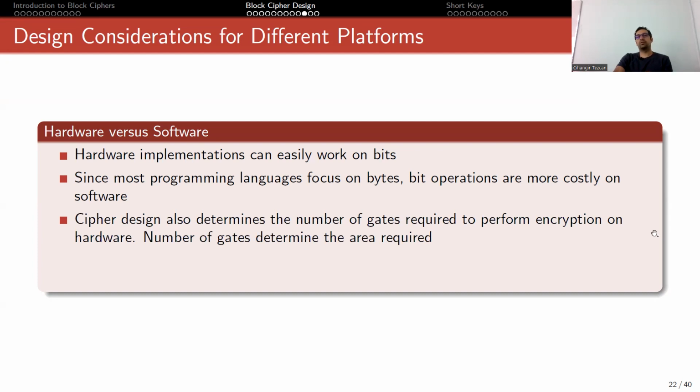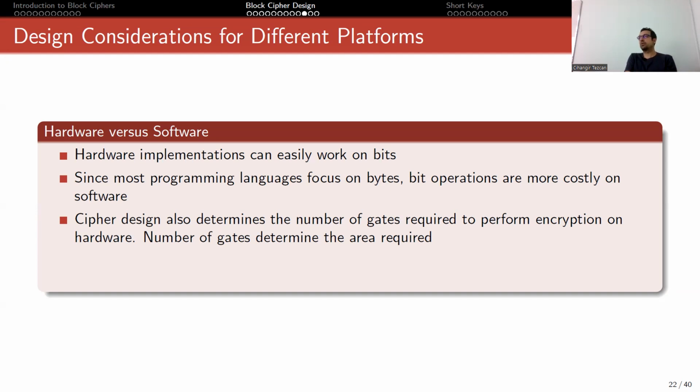Cipher design also determines the number of gates required to perform encryption on hardware, or LUTs in FPGA, or gate equivalents on ASICs. And this actually determines the area you need. But you don't have infinite area, right? For instance, in software, we are kind of free because our computers are really fast. We have gigabytes of memory. So generally, we don't care if we consume kilobytes of memory or more, okay?